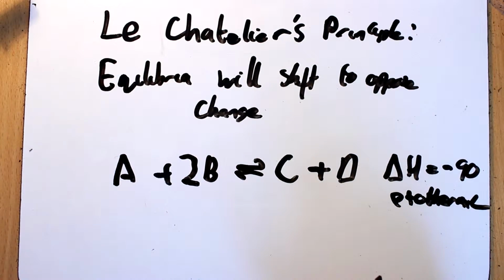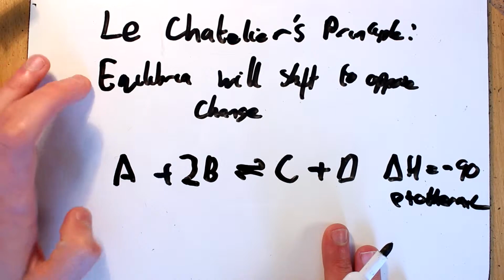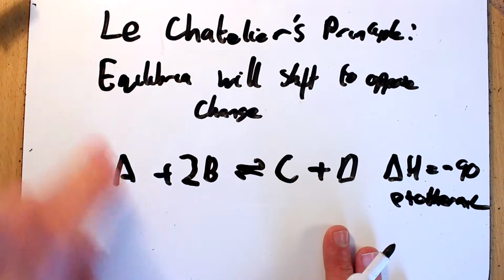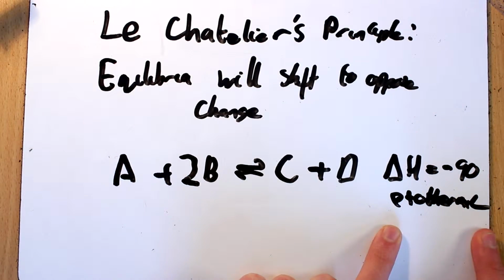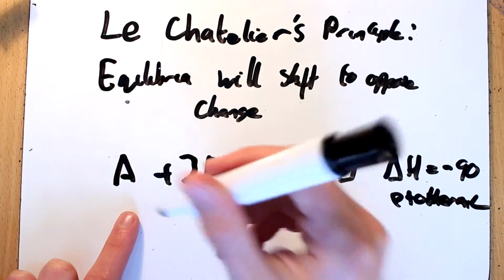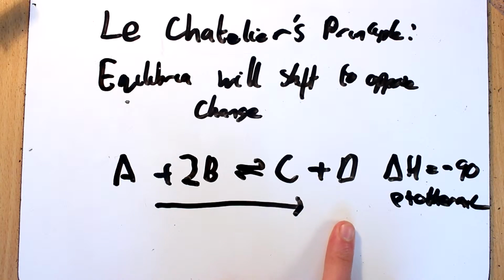Now if we move on to temperature and how this affects it, this is a little bit more interesting, because if we say for this reaction, if we increase the temperature, when we look back at our definition, equilibria will shift to oppose a change. This reaction is exothermic. So that means when it goes this way, it's exothermic, so heat is produced. Now we're raising the temperature.